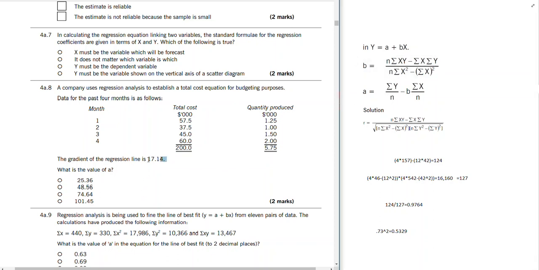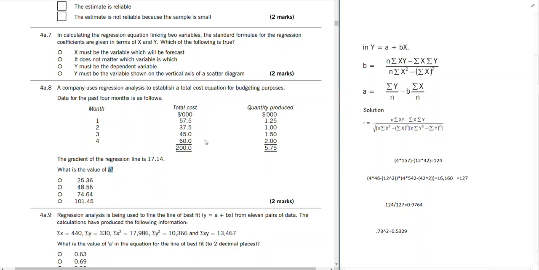Students who don't understand this will calculate B because they are asked for A. You can't calculate A without calculating B. So those students that don't understand that this is B, they would calculate B. So this is B, we have to calculate A.